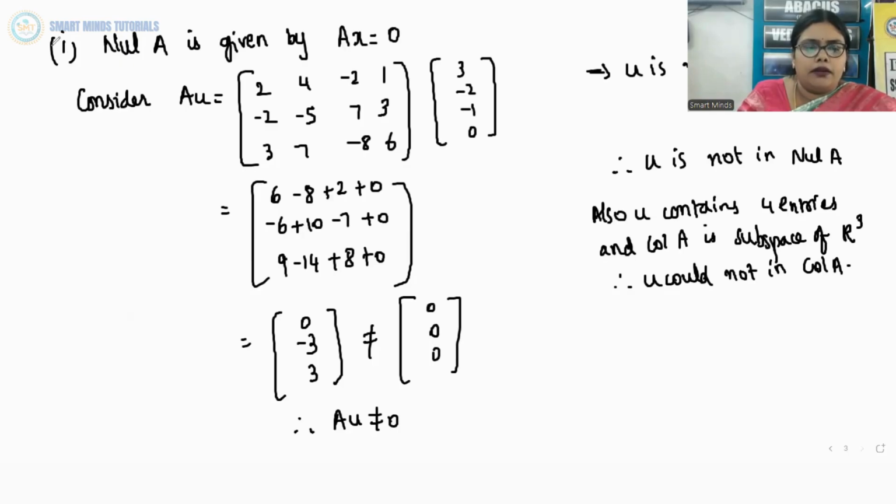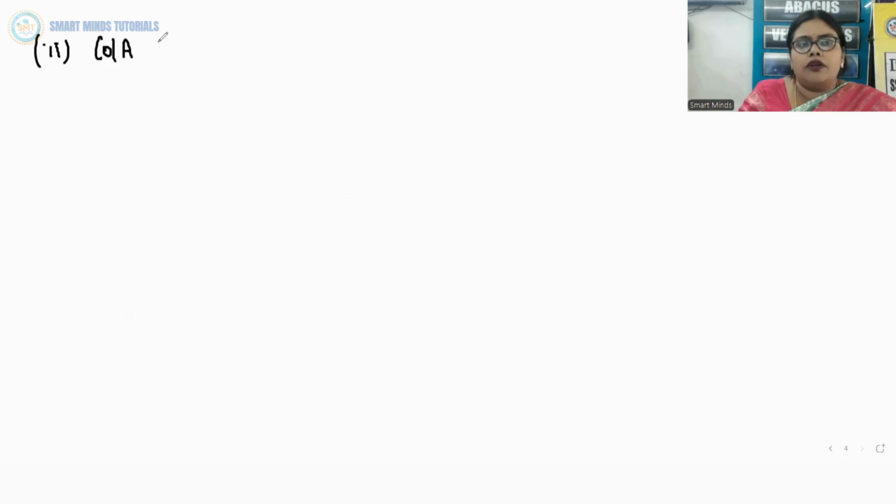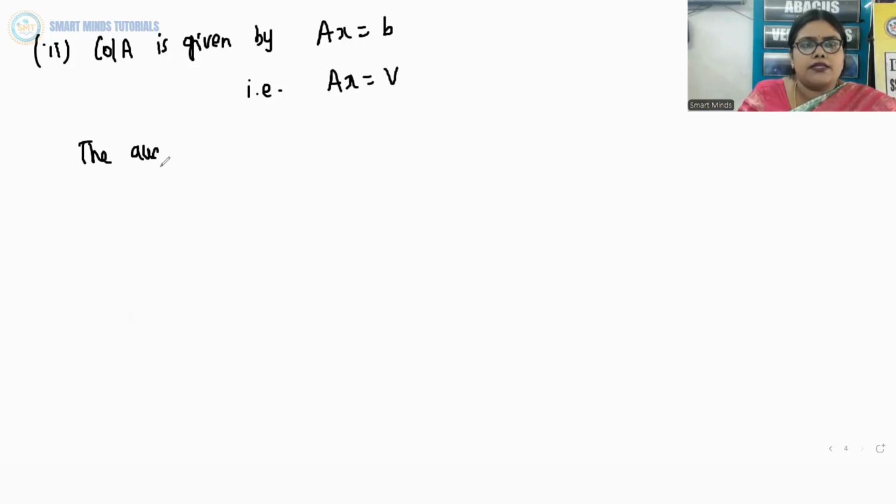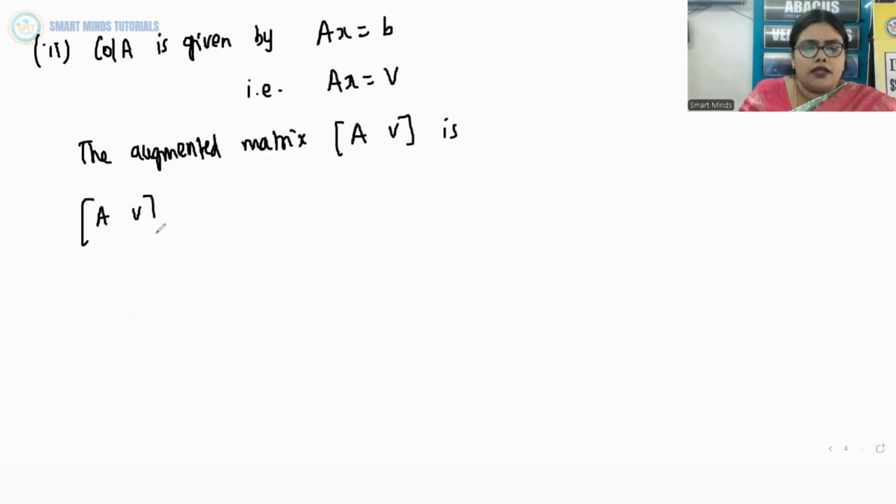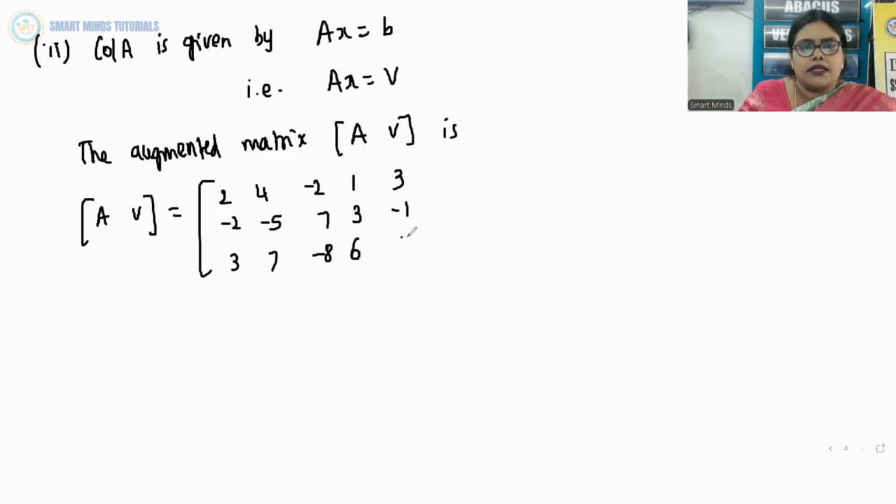Now, moving on to the second bit. For the second bit, now what is the formula for Col A? Col A is given by Ax equal to b. That is, Ax is equal to V, because in the question, V matrix is given. So in the place of b, we will write V. So what is the augmented matrix? The augmented matrix [A V] is 2, 4, -2, 1 and 3. Minus 2, we are combining both A and b matrices. Okay, -5, 7, 3 and -1. 3, 7, -8, 6, 3.